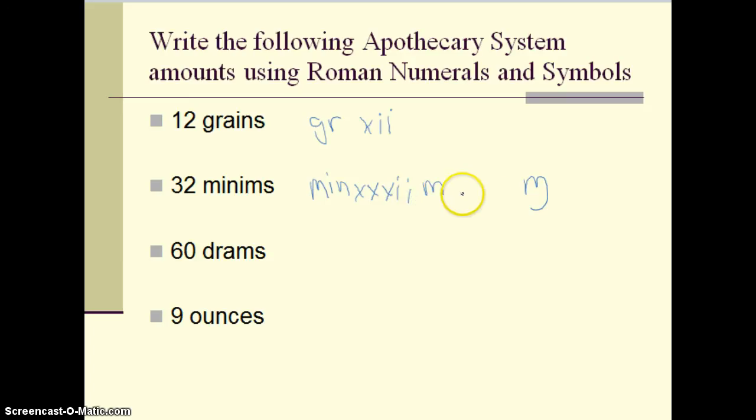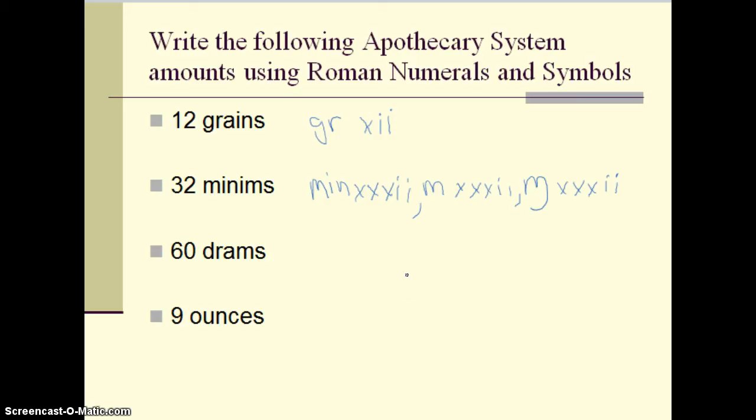And again, doing it all lowercase. So we'll put a comma there, 10, 20, 30, 2. Comma, or minim 10, 20, 32. So any of those would be acceptable.